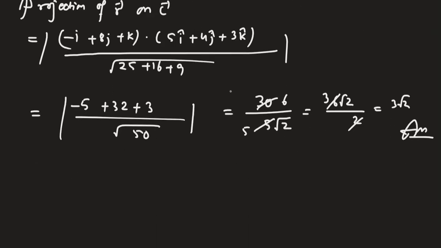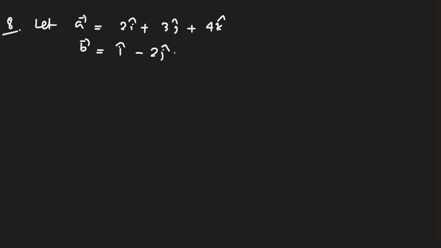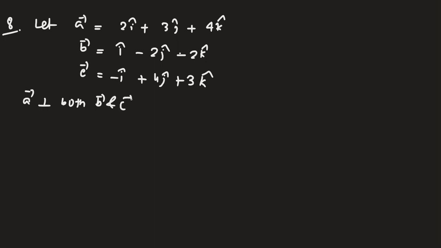Now coming to the next one, question number 8 is also interesting, but I want to give you this question as homework. Try to solve it, it is a previous year's question. Let vector a be equal to 2i plus 3j plus 4k, vector b equal to i minus 2j minus 2k, vector c equal to minus i plus 4j plus 3k, and our vector d is perpendicular to both vector b and vector c.